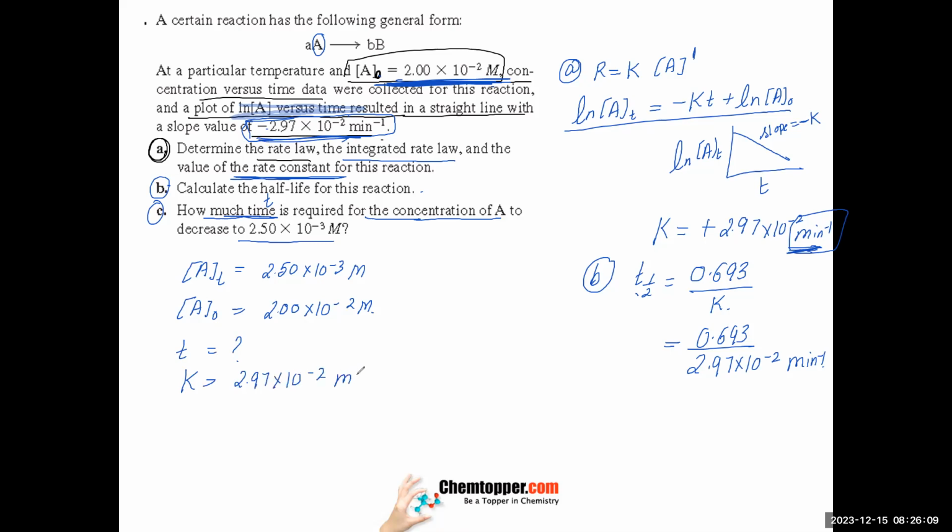Now this is just mathematics. Use this equation, this one, the integrated rate law, ln A_t. You can use any format, like you can use this one, ln of A naught over A_t.